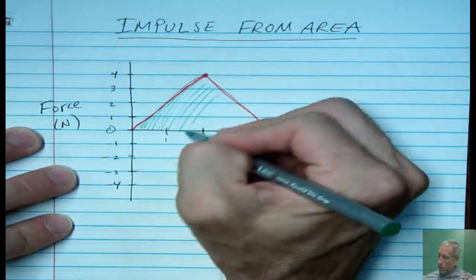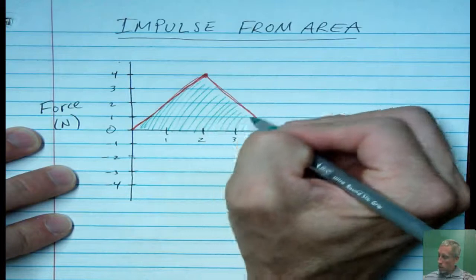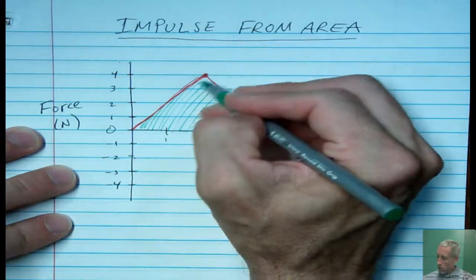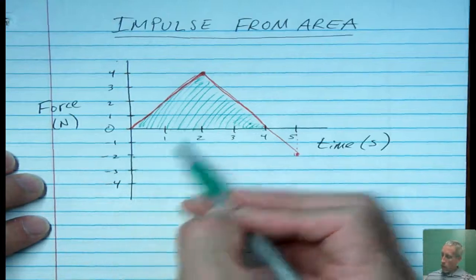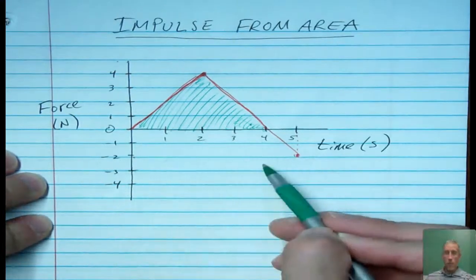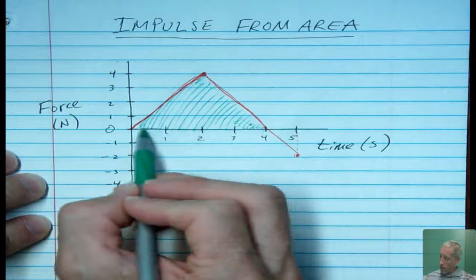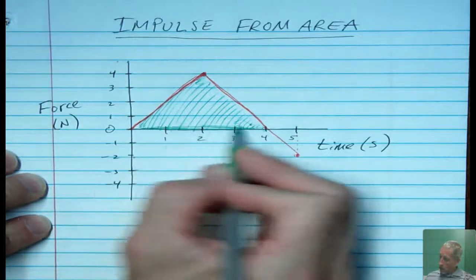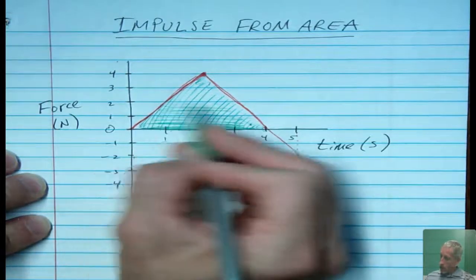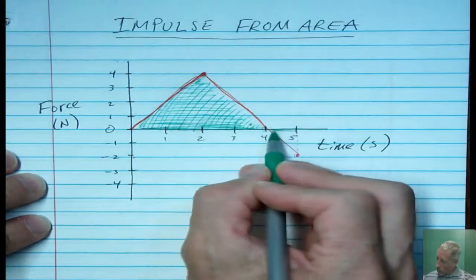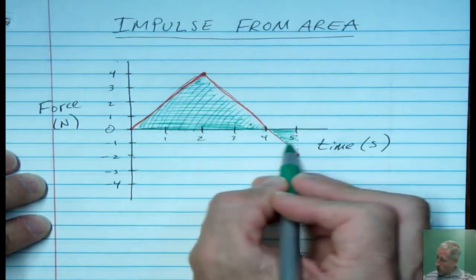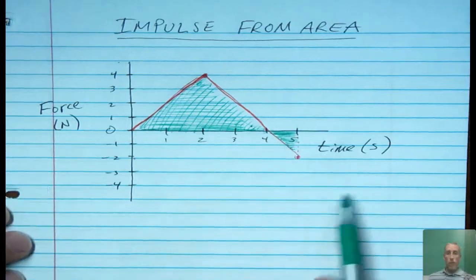Now, I'll suppose we want the impulse over the entire 5 seconds. So here's where people will make a mistake. They'll want to go all down here underneath the time axis. But the area has got to stop right here at the time axis. So just that shaded region there. Plus, here's the time axis and the graph and the space in between that.